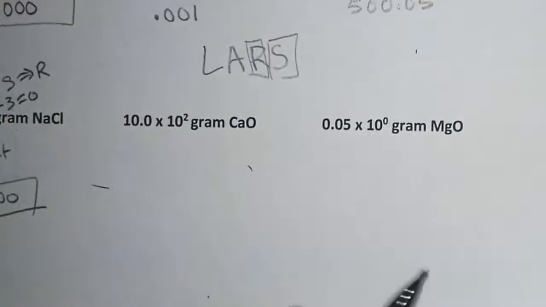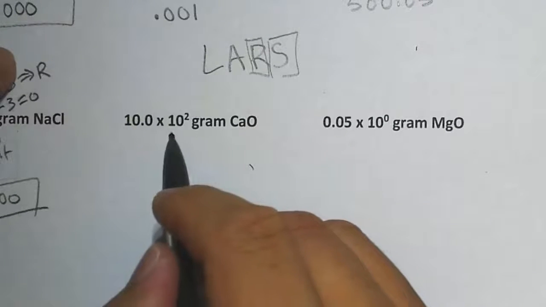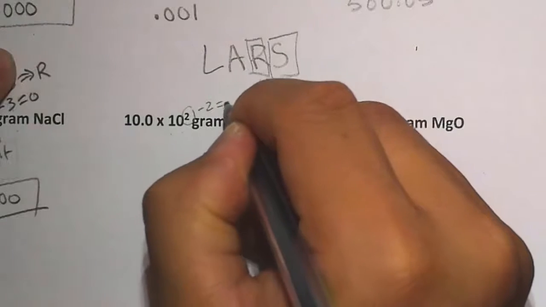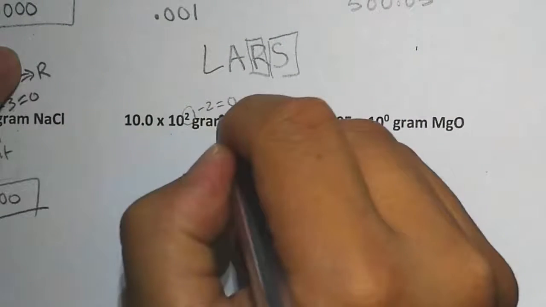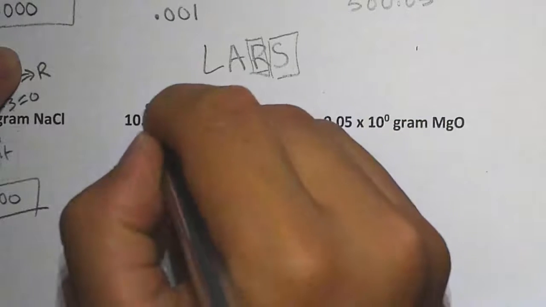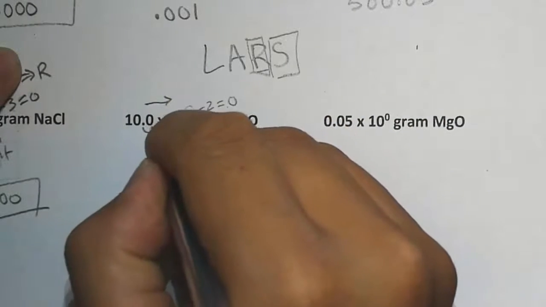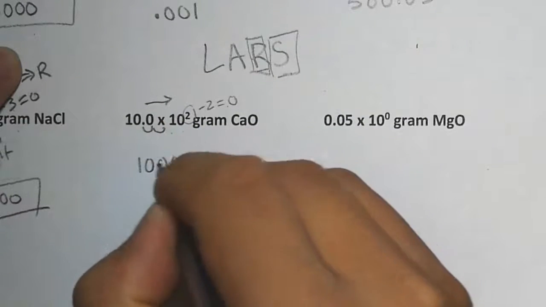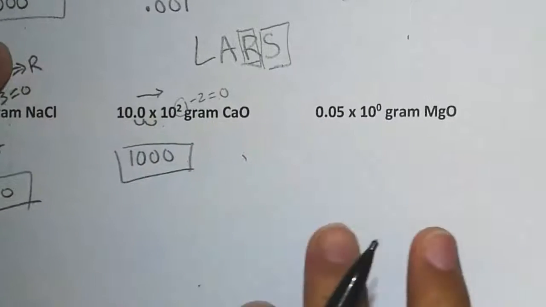Let's try another one. I have 10.0 times 10 to the second. Again, this is a positive 2, so we minus 2. That gives us 0. So we have to move to the right because minus is subtraction. So to the right 2 places: 1, 2. So we have 1, 0, 0, 0. And that is our answer.